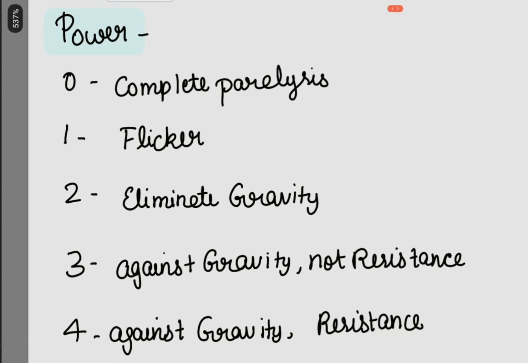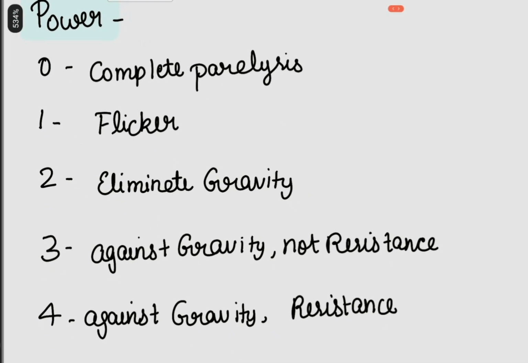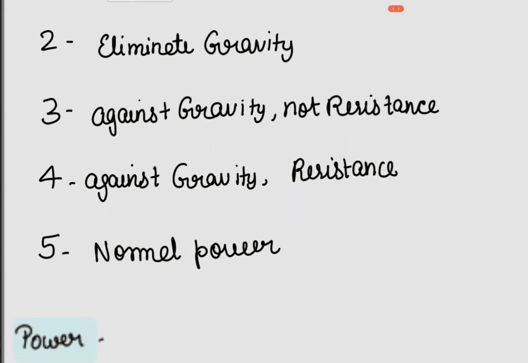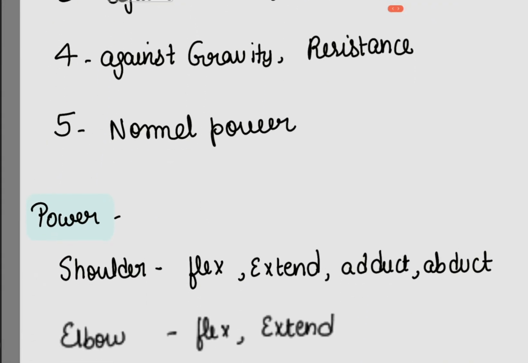Grading of power. Here we have grade 0, complete paralysis; grade 1, flicker. To eliminate gravity, after eliminating gravity there is a movement. Then for grade 3, you can move against gravity but not against resistance. The movement is not possible. Then grade 4, the movement is possible against gravity and against resistance. Grade 5, the normal power.